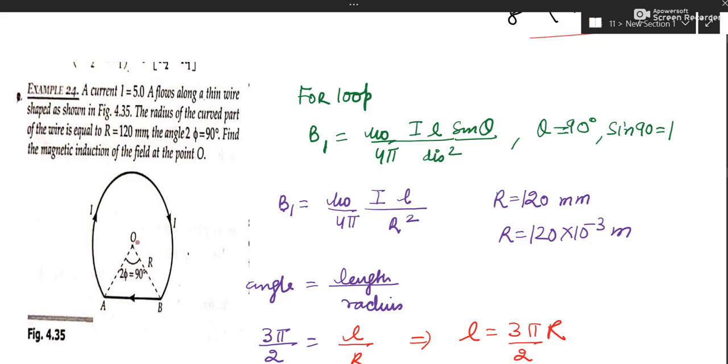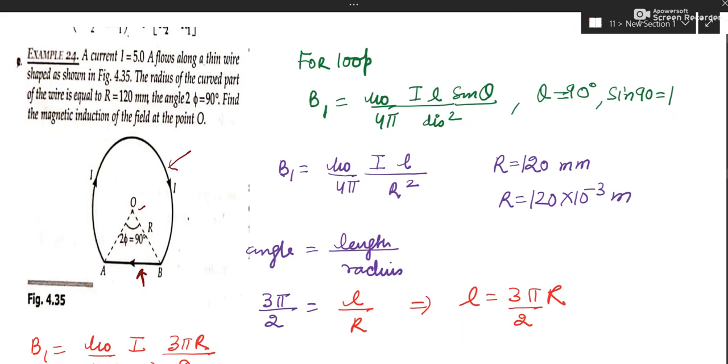Okay, we have to find out the magnetic field at O. Who will exert it? This straight piece and this loop. Whichever portion of the loop will exert is visible. For the loop, because it is not a circle or a semicircle, it is some portion of the circular loop, we'll use Biot-Savart law: mu naught by 4 pi I L sine theta by distance square. Theta is 90 and sine 90 is 1. So you can substitute.